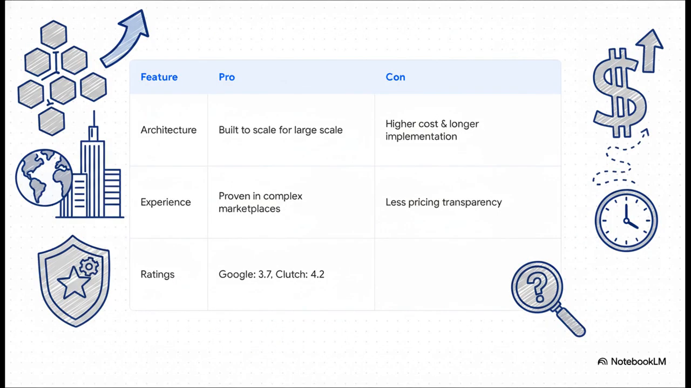So what do you actually get for that $8,000 investment? Well, the table tells the story. It's all about an architecture that's built to scale. We're talking expanding to new cities, maybe even new countries. These guys have a track record in really complex marketplaces. The cons? They're exactly what you'd expect, right? A higher cost, and it's going to take longer to get it all set up. So what you're really doing is trading that short-term speed and low cost for some serious long-term power and scalability.